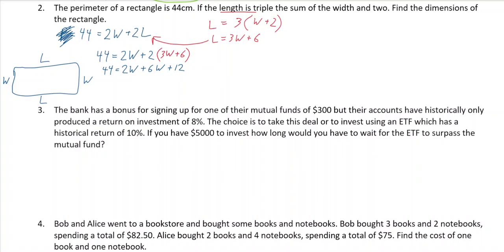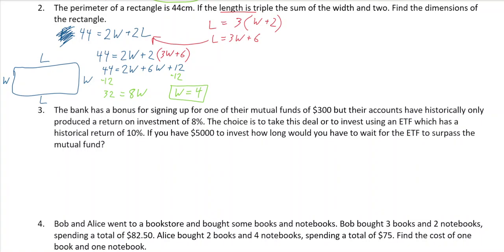We're going to move the 12 over by subtracting 12 on both sides, so we'll get 32 here. And we're also going to add the W's together, so we get 8W equals 32. Now we're going to divide by 8 on both sides, and we get that W equals 4.